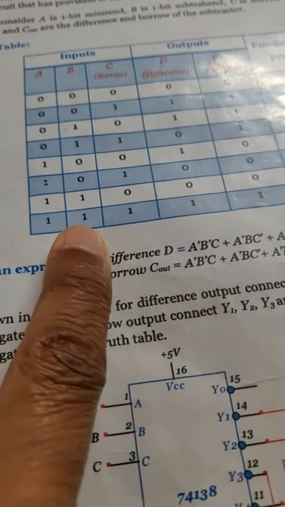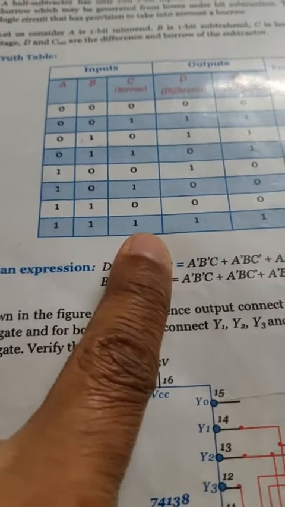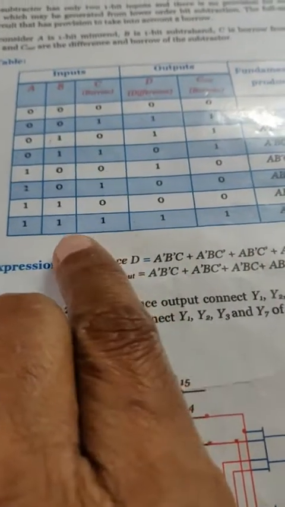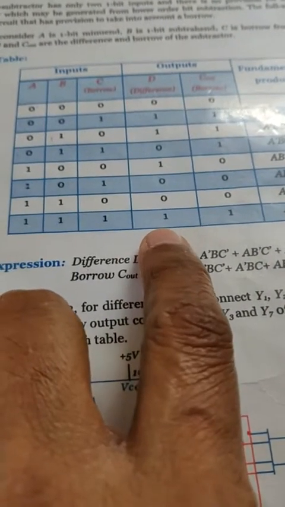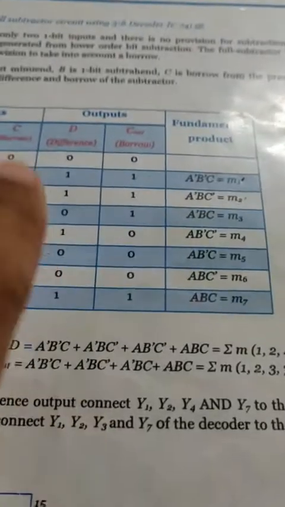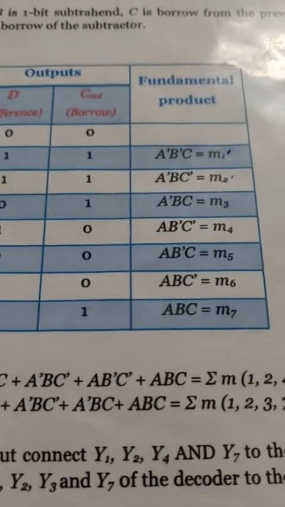1 minus 1 is going to be 0, and from 0 you subtract 1. That means again you have to take the borrow. So borrow is going to be 1, and 10 minus 1 is going to be 1. So the difference is also going to be 1. This way you have to prepare the truth table.